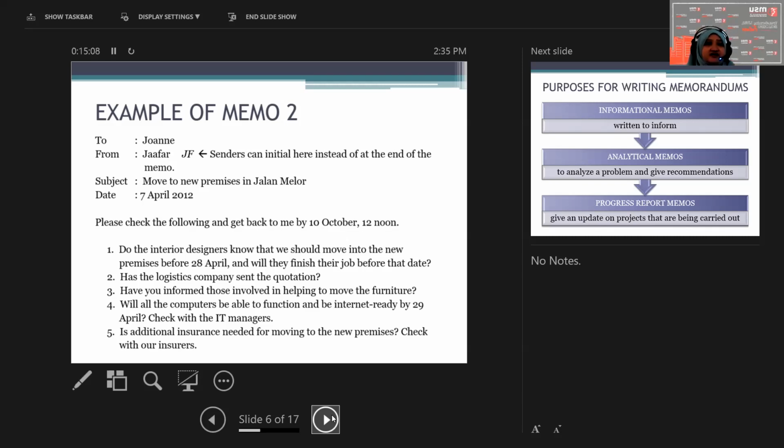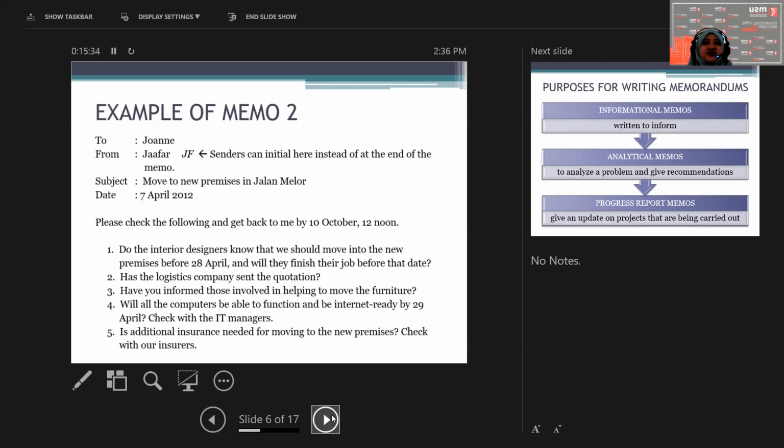Okay, so we have a memo to Joanne from Jafar to move to new premises in Jalan Melu. So this is an instruction. It's not a request. It's not a negotiation. So do the interior designers know that we should move to the new premises before 12 April, and will they finish their job before that date? Question. So answer this question and get this information.